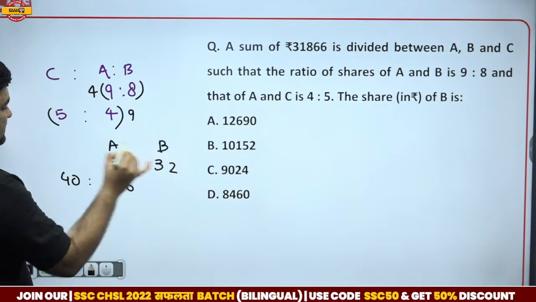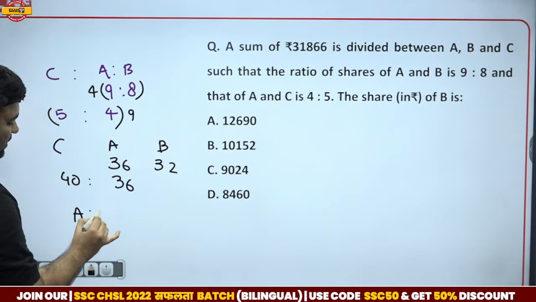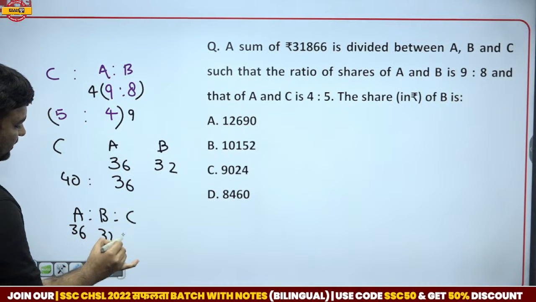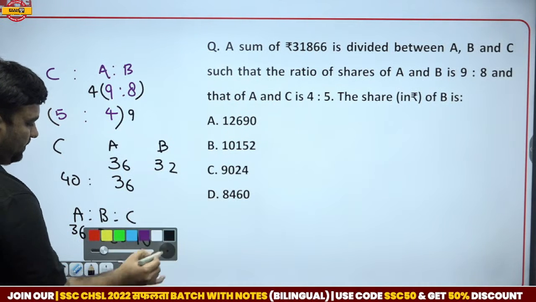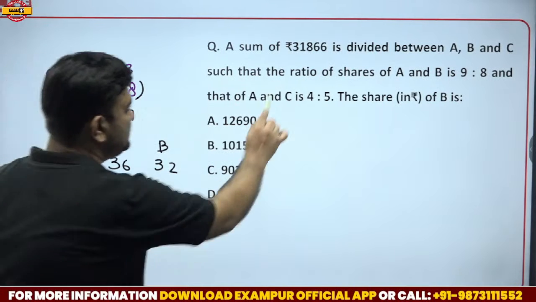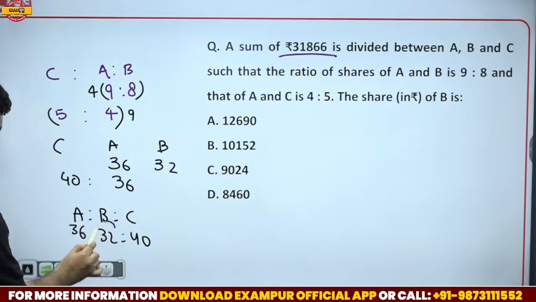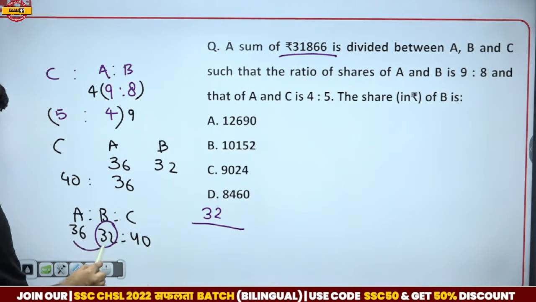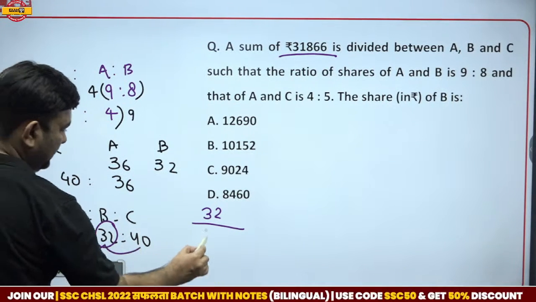So A, B, C is in the ratio 36, 32, 40. Total is given. What is the share of B? Share of B is 32 out of the total of 108.